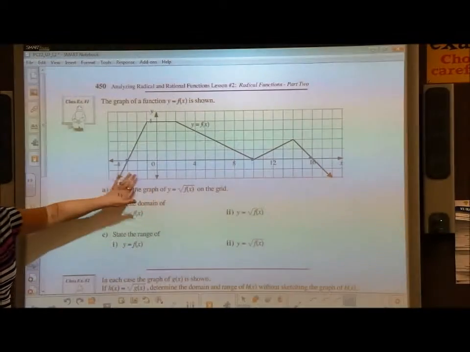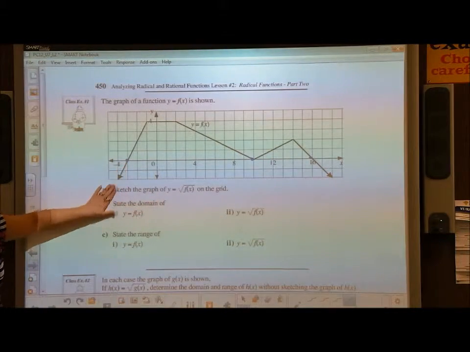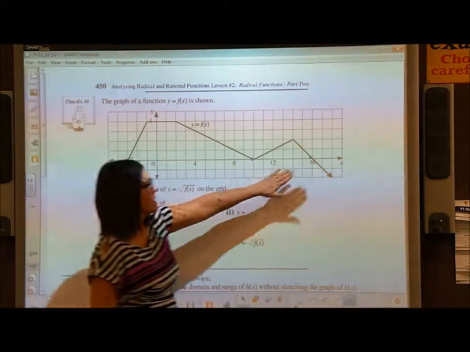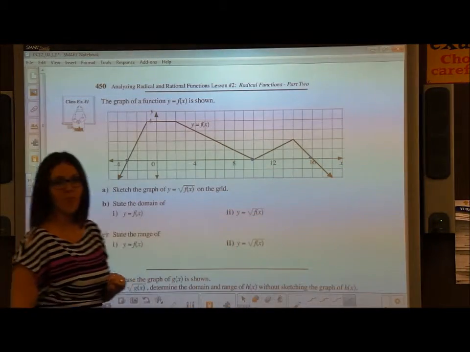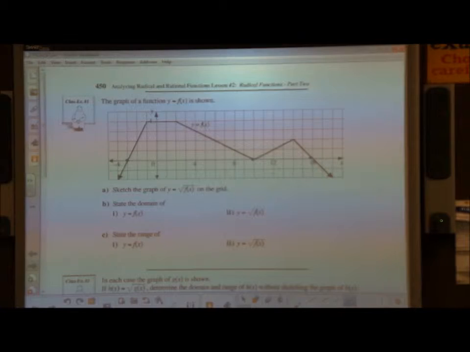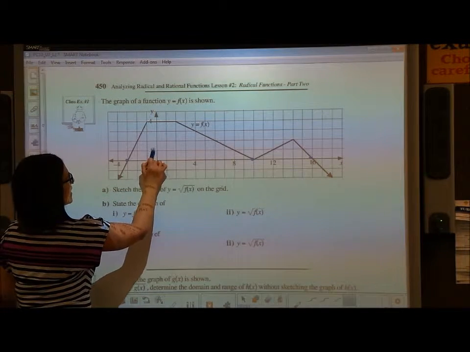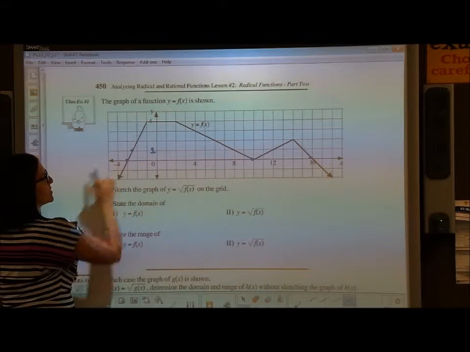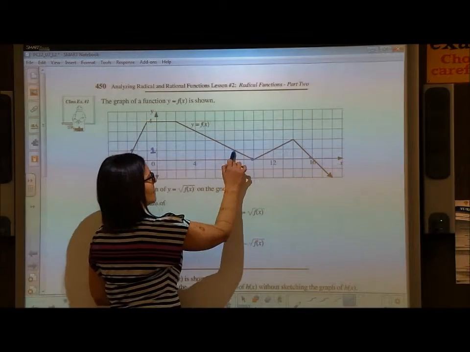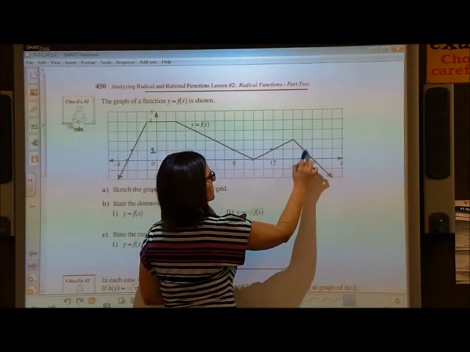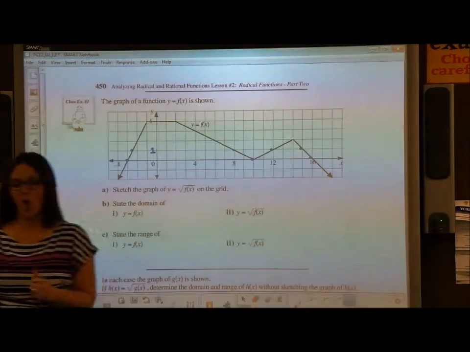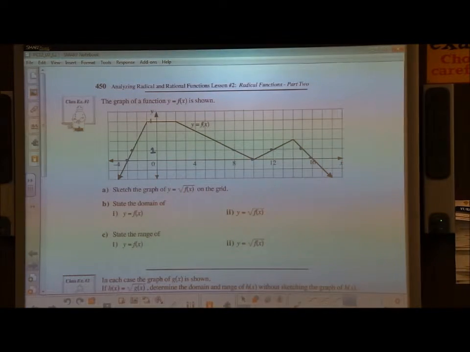Anything that's less than 0 will no longer exist. So this part of the graph is gone. This part of the graph is gone. When f of x is equal to 1, the square root will equal 1. So here's where f of x equals 1. So this point will exist. This point, and this point. All of those points are going to exist.